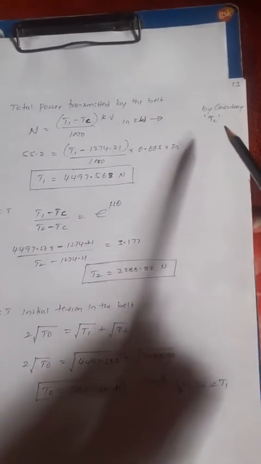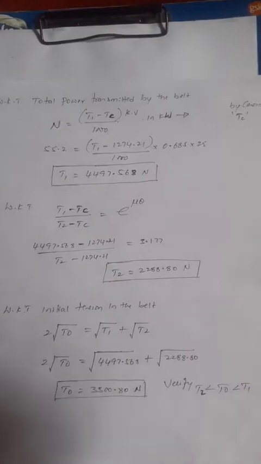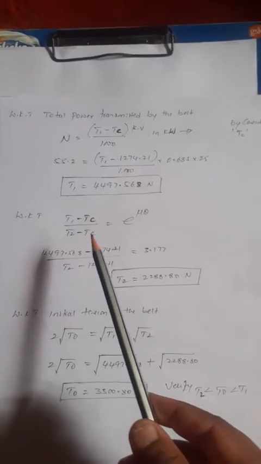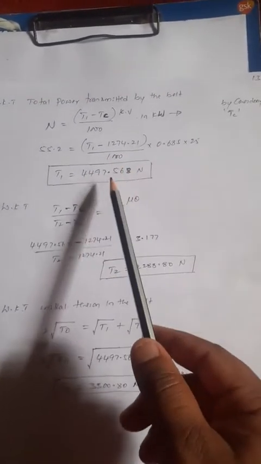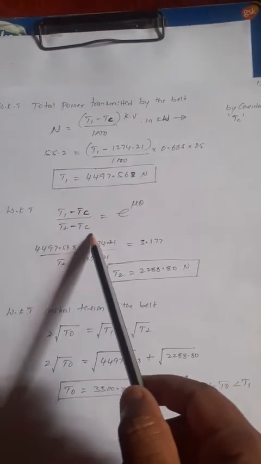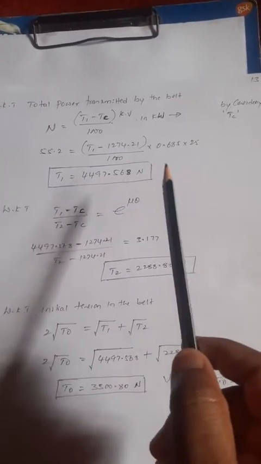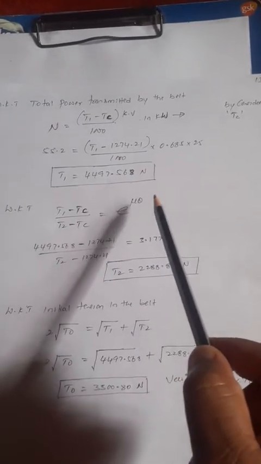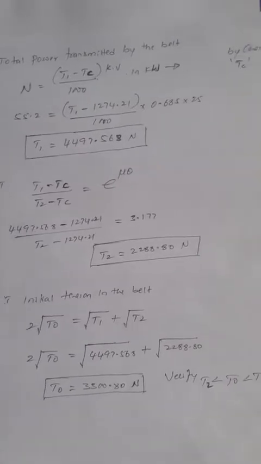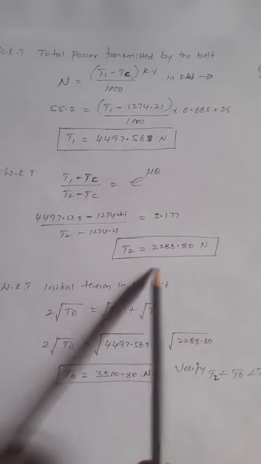Here we consider the centrifugal tension, because weight per unit length is given, so we consider Tc. If weight per unit volume is given, then you also consider the Tc value. If I calculate T1, then how to calculate T2? We have one more formula: (T1 minus Tc) divided by (T2 minus Tc) is equal to e power of mu theta. We know how to get this formula. We know that (sigma 1 minus sigma c) divided by (sigma 2 minus sigma c) is e power of mu theta. Now substitute sigma in terms of tensions by area. All the areas get cancelled, then you get it in terms of tension only. Then T2 is equal to this formula.